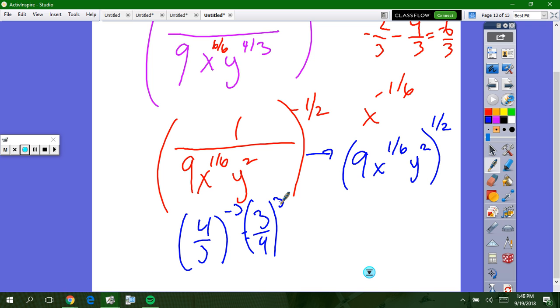Anytime you subtract, it always puts it on top. So if I have y to the negative 6/3, which is y to the negative 2, where is that going to go? Yeah, then y squared.